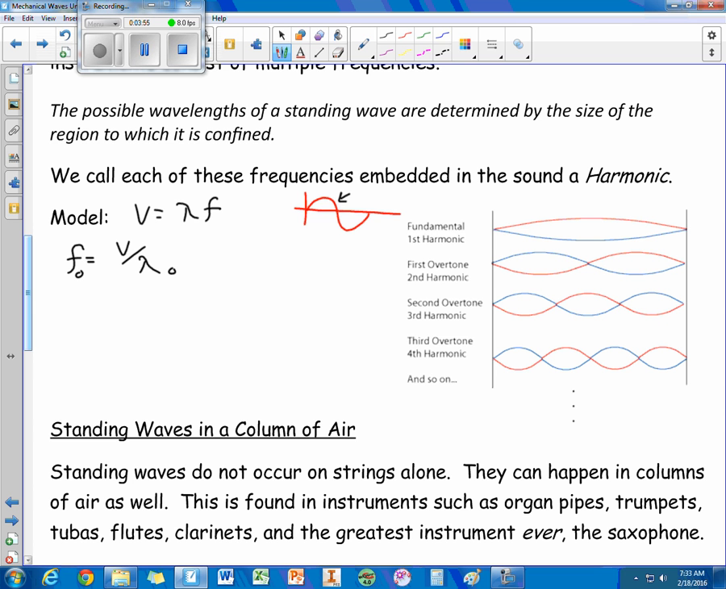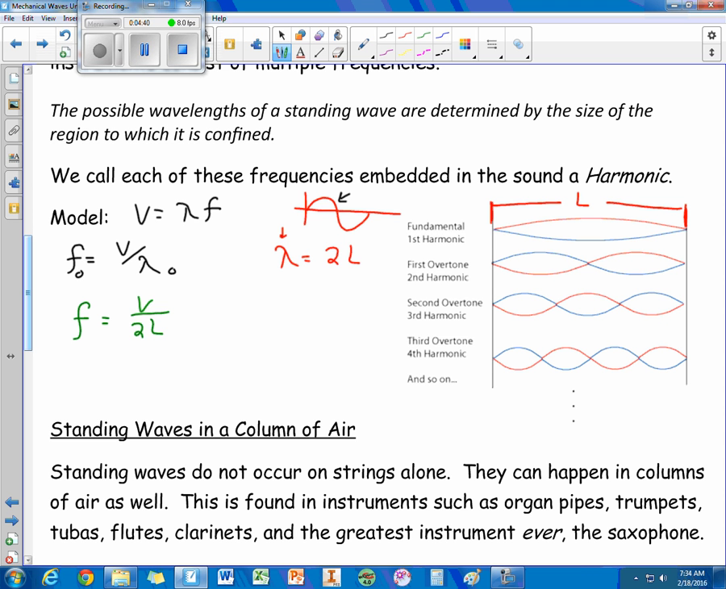So take a look at it. It's just this part right here. So when we take a look at lambda, lambda would have to be twice this length. So if the string has length L, notice that to make one complete wavelength, it would take twice that length. So that means that for that fundamental frequency, v would be divided by 2L.